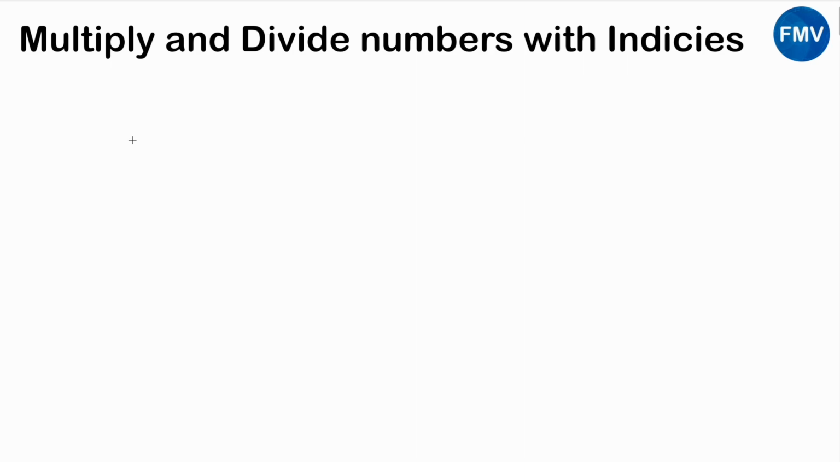Let's see how we multiply and divide numbers with indices. First of all, what is an index number? The power is the index number. The number that's raised by the power is called the base number. Just need to point out an index number is also known as a power. Let's look at some multiplication.